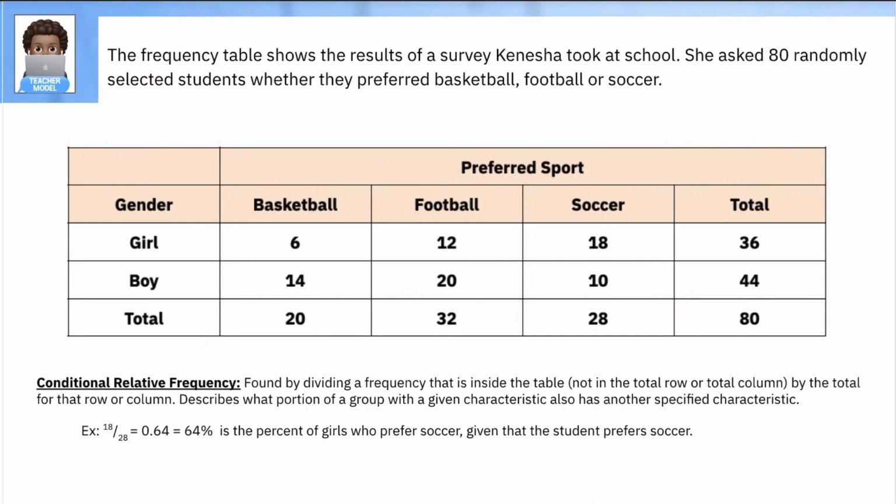And let's look at our third type of percent they can ask for, which is a conditional relative frequency. In other words, if they're asking for within one of these sections in here, can we find percentages of parts of parts? So for example, let's look at this question: the percent of girls who prefer soccer. So I'm going to look for here the girls and soccer. So this is these 18. Now what if I want the percent of girls who like soccer? So now I'm looking at 18 out of 28, and that would give me the percent of girls who like soccer.